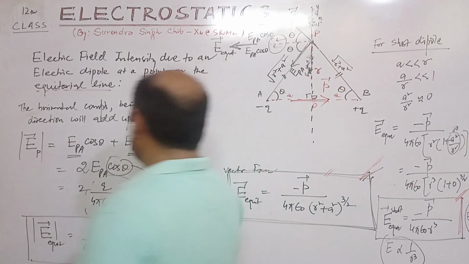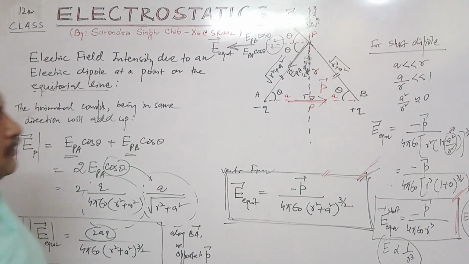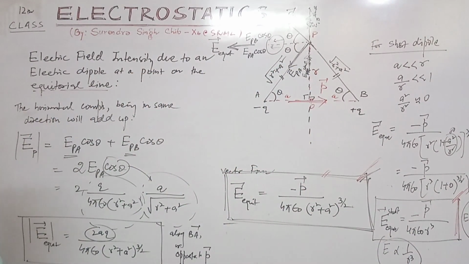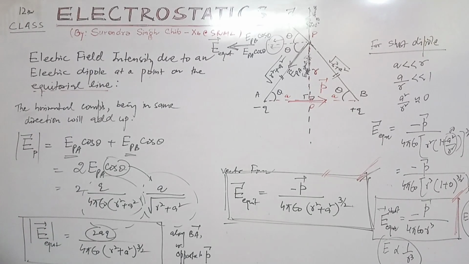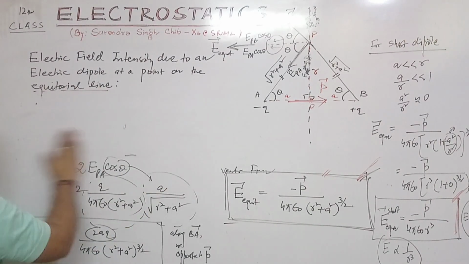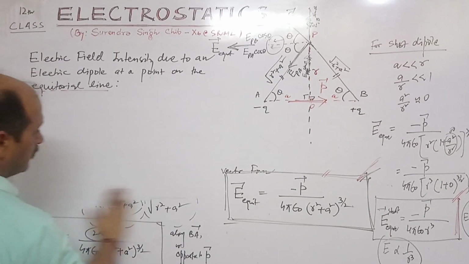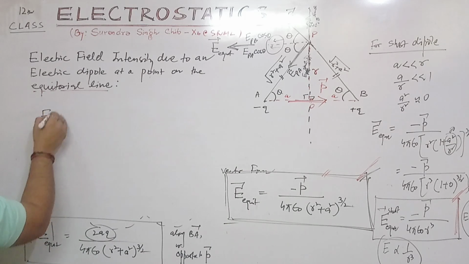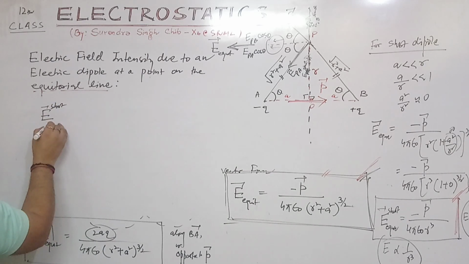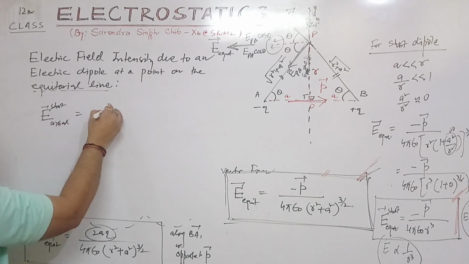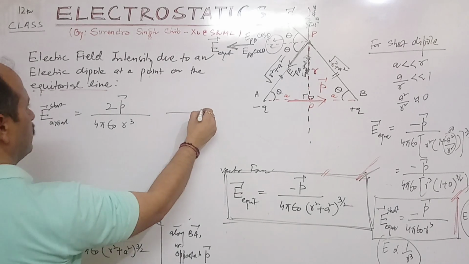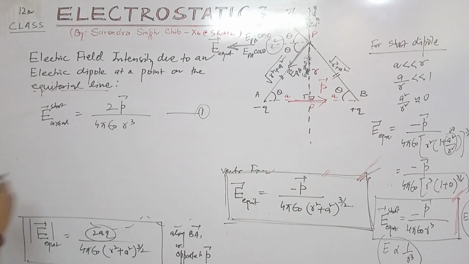Now let's compare the difference between the electric field due to a short dipole on the equatorial line and on the axial line. I have done it before. What is the formula for the electric field on an axial line? For a short dipole, it is 2 times P vector over 4 pi epsilon naught r cube. That was the first equation.